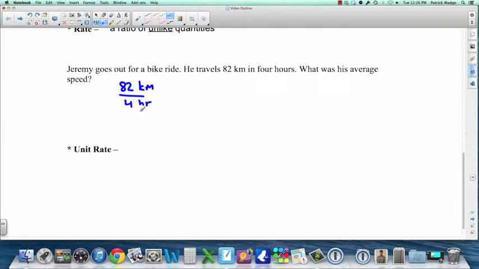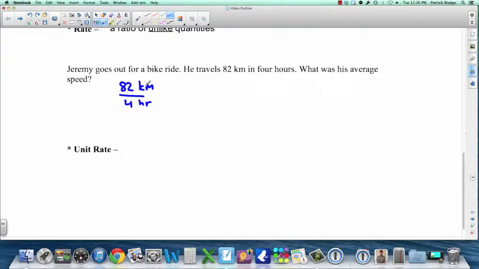Now, can we cross out the kilometers and hours? No, it's not the same thing. Those are different units. This is a rate. A rate's always going to have 2 units, like kilometers per hour, words per minute, donuts per box. All those things are rates.